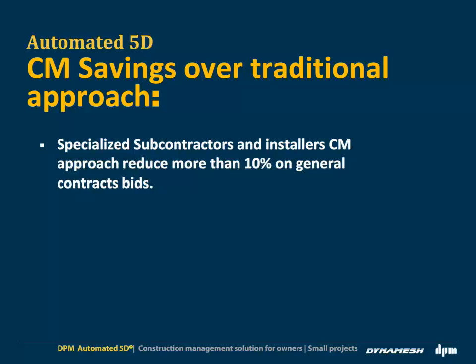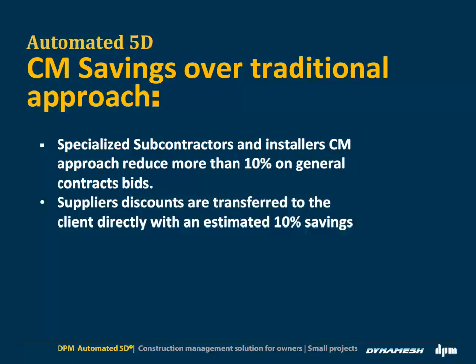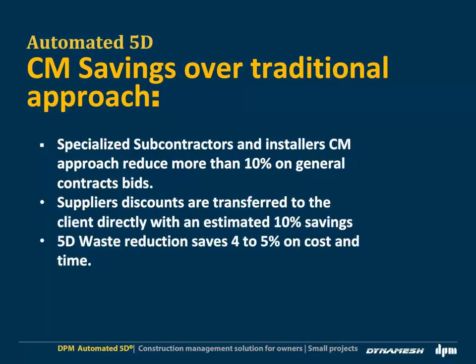DPM construction management team is thus capable of assigning the best quality price subcontractors. Also, the direct use of installers and labor reduces the cost drastically by up to 10%. Accurate direct procurement quantities and their wholesale discounts are directly transferred to the client, reducing at least an extra 10%. Finally, the use of automated 5D technology eliminates waste across all the project cycle, with an estimated 4 to 5%.